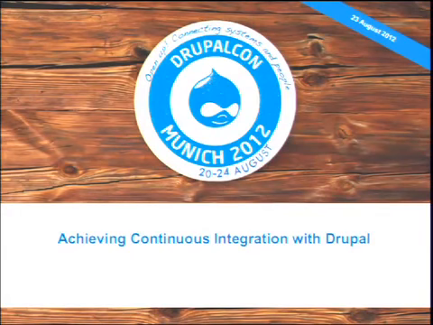So, today I'm talking about achieving continuous integration with Drupal. Mostly what this talk is going to be about is what that means and how to approach doing it. This is not going to be a talk about how to install and configure Jenkins or how to automate your post-commit hook. We can talk about some of that stuff in the questions at the end.